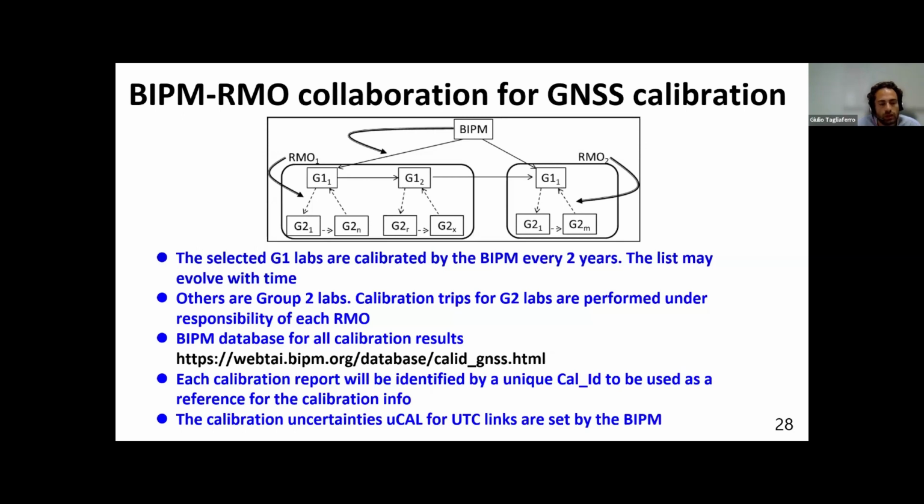For each calibration trip, a report is produced, is validated by BIPM, and all the final values are stored in the BIPM database. Also, to ease the procedure, each calibration trip has a unique calibration identifier, which is also assigned by the BIPM. And the BIPM also sets the final uncertainty for the calibration.